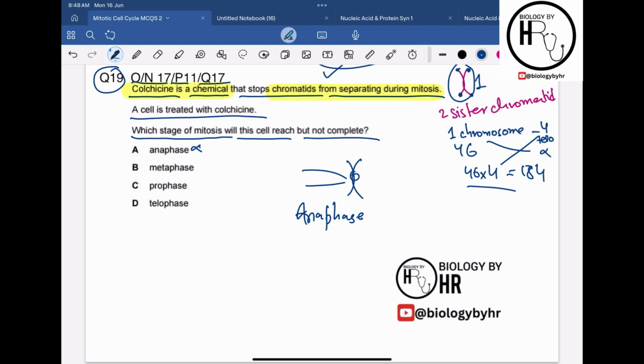It is definitely going to reach the metaphase, right, where the chromosomes align at the center, at the equator. But as the chromatids cannot separate, the cell cannot enter the anaphase, so the cell will get stuck in the metaphase, and anaphase will never begin. So the correct answer here would be option B, metaphase, right?